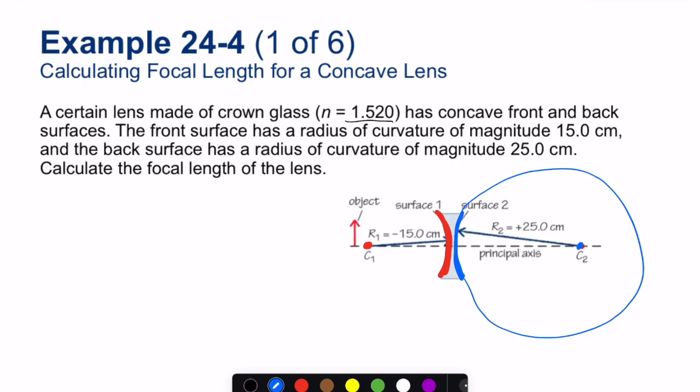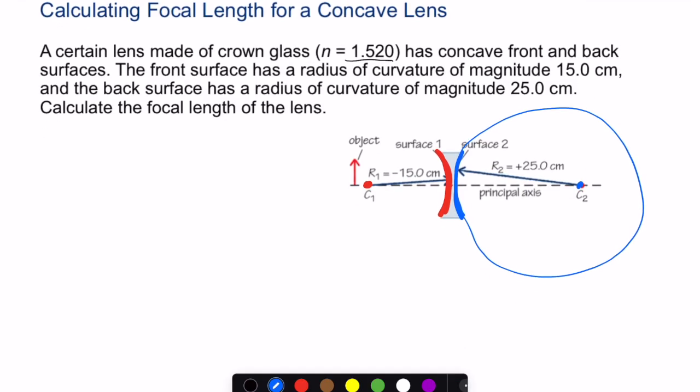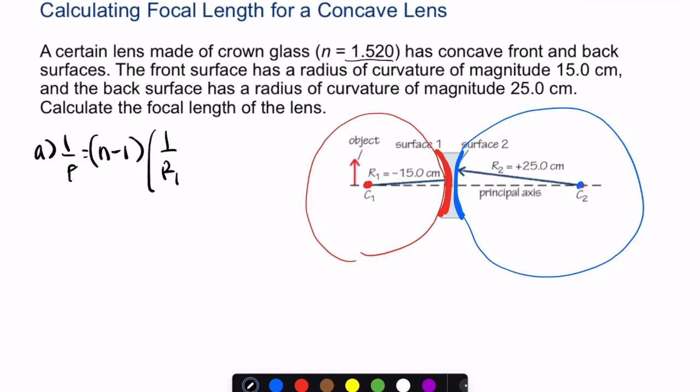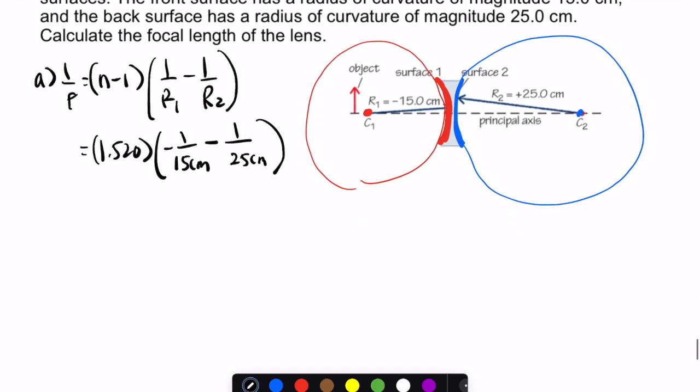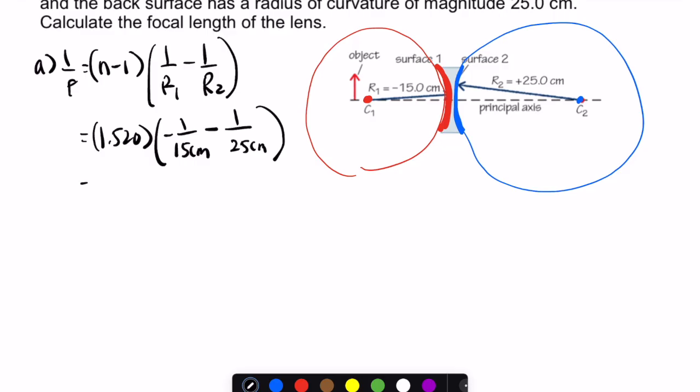R1 is defined as the surface that is first, closest to the object. So if we trace that sphere out and its center happens to be on the same side as the object, then that value will be negative. So we're going to use the lens maker's equation. R1 is now negative, R2 is positive, and there's always a minus sign in the lens maker's equation. They're both minus signs, and so we're definitely going to get a negative number. Negative 1 over 15 minus 1 over 25.